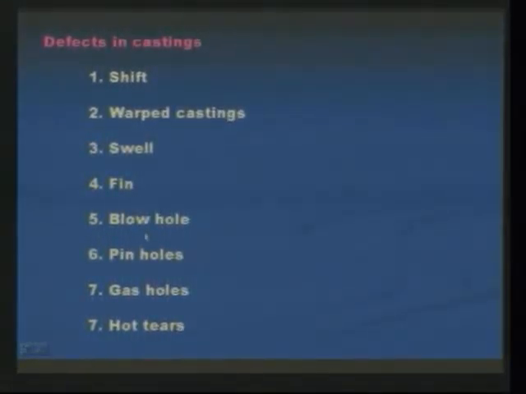The fins and blow holes are also developed due to the discontinuity of the metal flow. And the gas holes and hot tears are caused by gas entrapped in the molten metal itself. These are some of the defects observed in the production of castings.